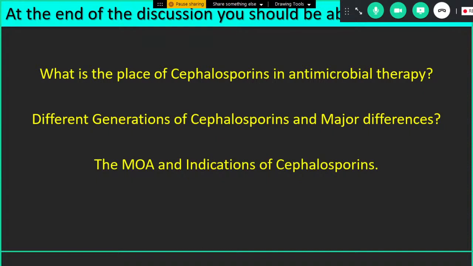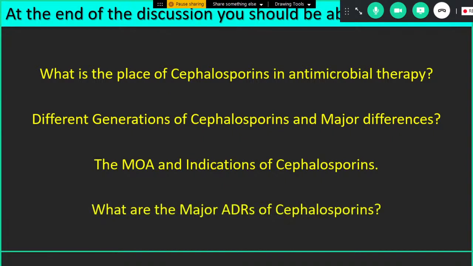The third one is to understand the mechanism of action and indications of cephalosporins, and finally, the major adverse drug reactions of these cephalosporins. Somewhere in the middle, we will also discuss some important drug interactions and some part of resistance as well. But these are the most important points, and you should be able to understand all of them at the end of this class.